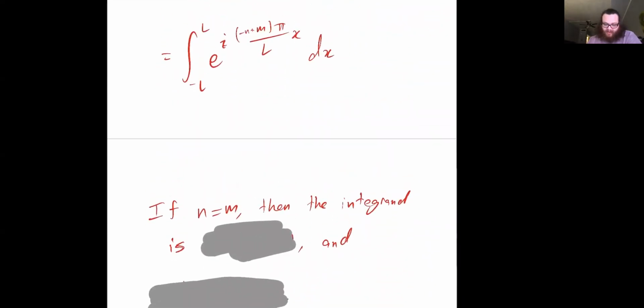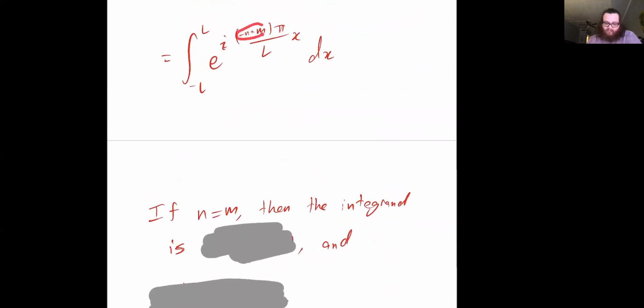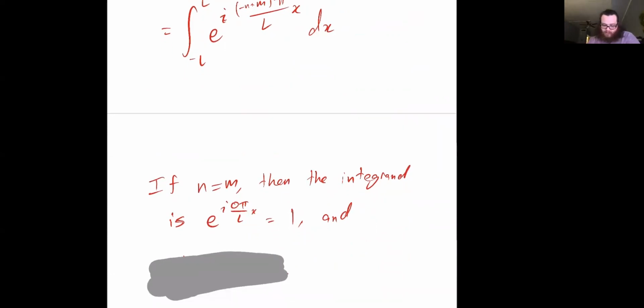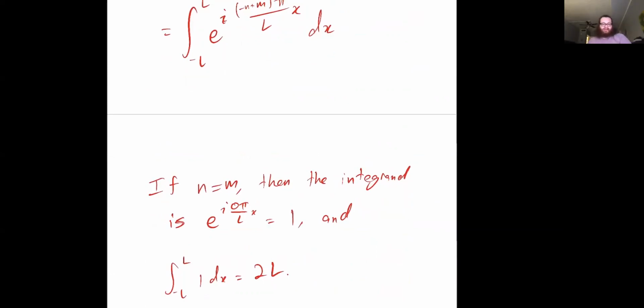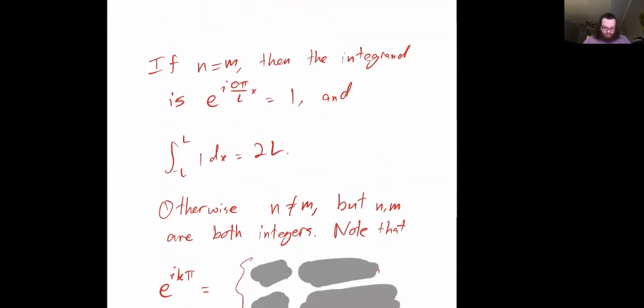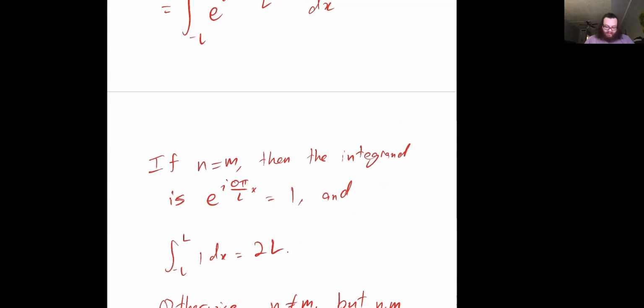Okay, so if n is equal to m, that thing right there becomes 0. So we get e to the 0 pi over L x, which is e to the 0, which is equal to 1. And so integrating 1 between minus L and L is going to give us 2L. And again, this was exactly the inner product of e to the i n pi over L x with e to the i n pi over L x.